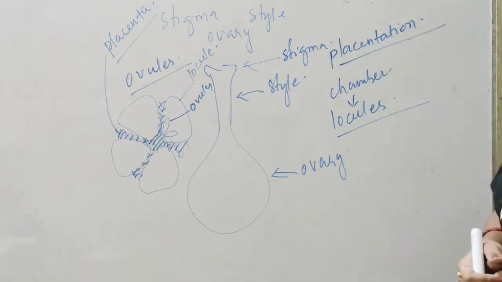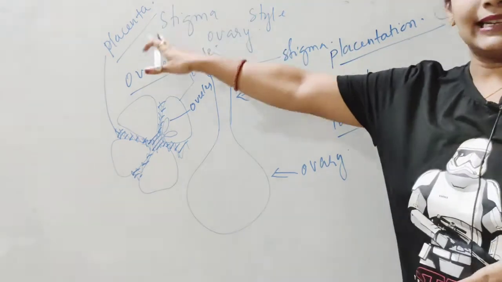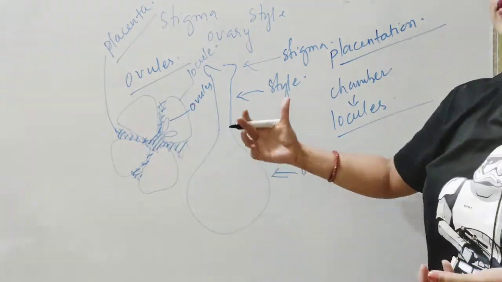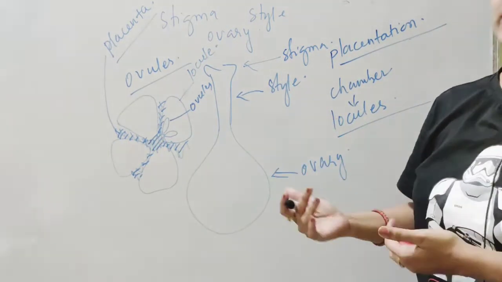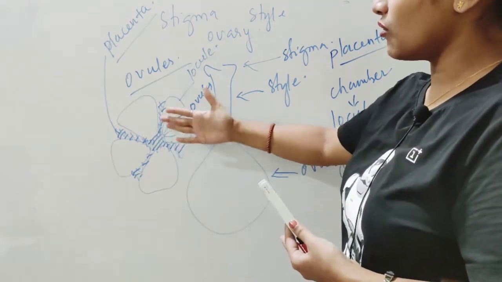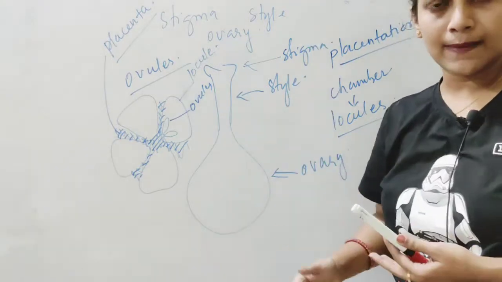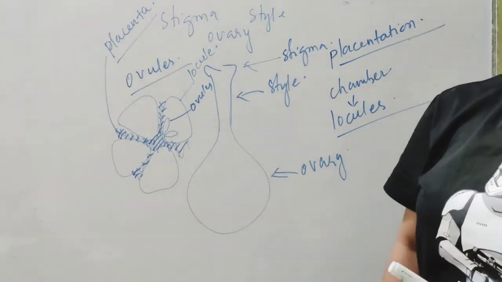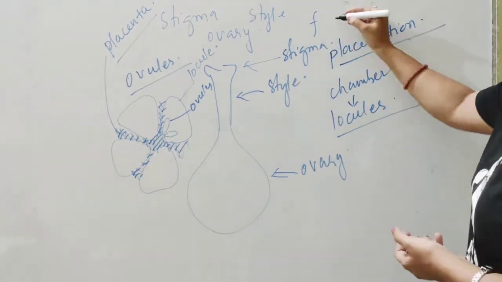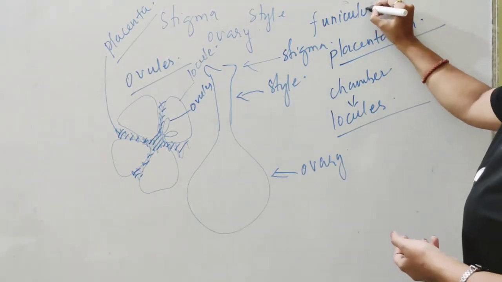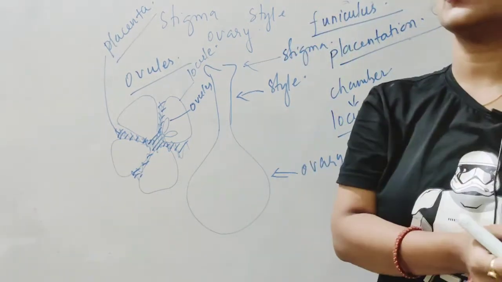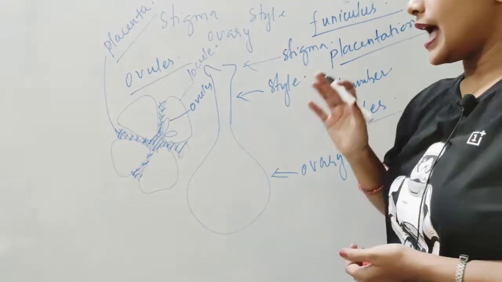Placenta, placentation. The arrangement of ovules in the locules or chambers of the ovary is called placentation. Now, if the ovule is attached to the placenta, then there is a point of attachment. The structure through which it is attached is called the funiculus. So the funiculus is the stalk-like structure which helps in attachment of the ovule to the placenta.